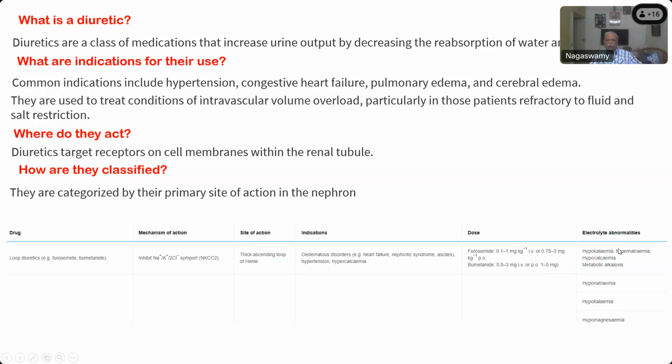And the electrolyte abnormalities which can be caused, these are the side effects of the drug, is that it can cause hypokalemia. So with chronic administration of loop diuretics, you must always think of supplementing potassium to those patients. So you will have to think that they can go for hypokalemia, hypernatremia, hypocalcemia, or metabolic alkalosis. Rarely they can go for hyponatremia, hypokalemia, and hypomagnesemia if it is administered on a long-term basis.